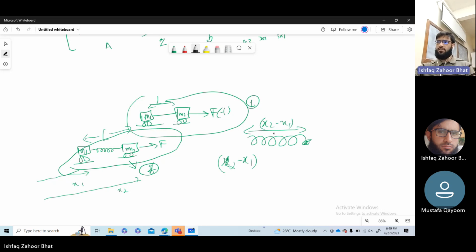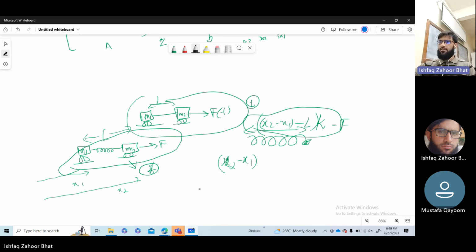But what was the normal length? That was L. So subtracting L, this is the extension in the spring. If we multiply this by K, we will get the spring force, which here I am taking as the restoring force. It can be compressive as well as tensile, but here I am assuming that it has been stretched. So this is the amount of force.